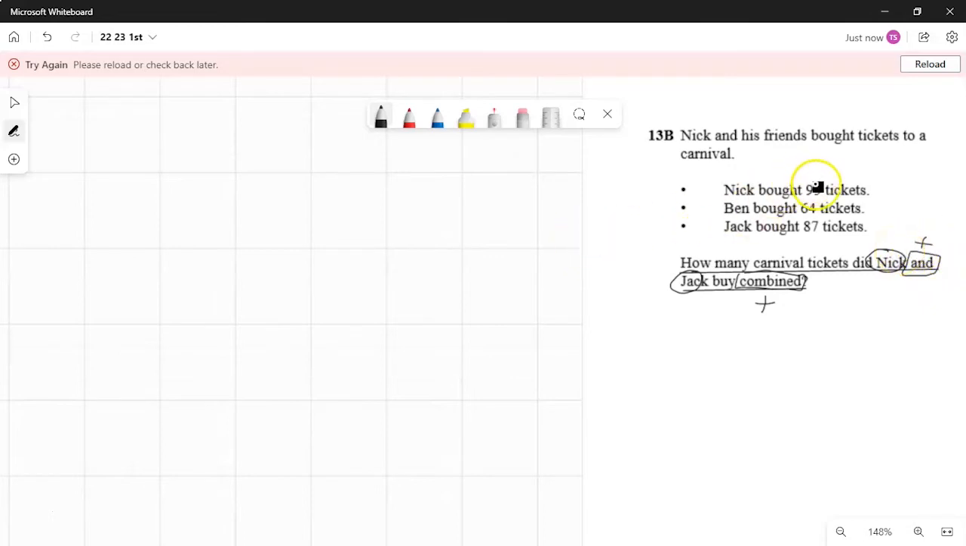So I need the information about Nick, that he got 95 tickets. And Jack got 87 tickets. Those are the two important pieces. The information about Ben is not important. I'll put a line through it, a line through the trash. Don't need it. So it's going to be an addition problem. It's going to be 95 plus 87.